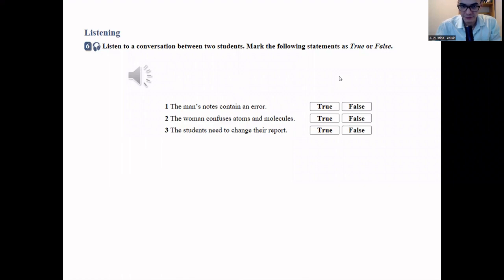Here are the answers. For the first one, the man's notes contain an error. The answer to this one is true. He talked about it with her, saying that he just found out in the morning that his notes have errors.